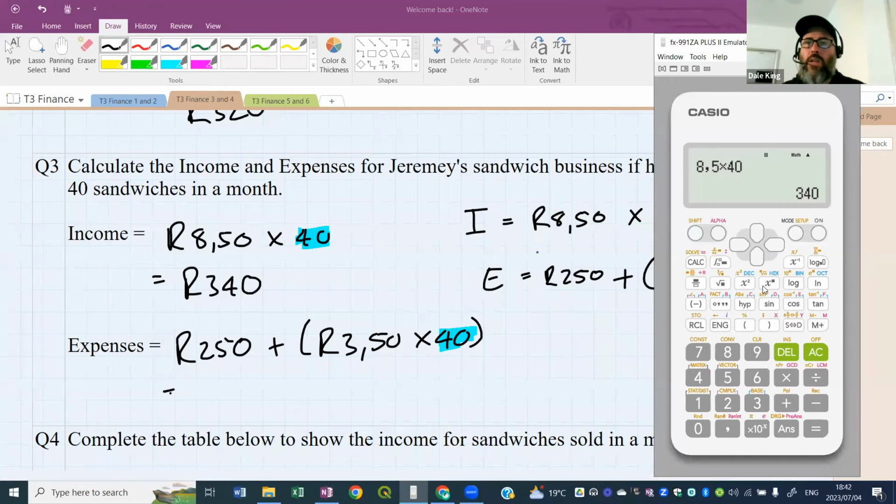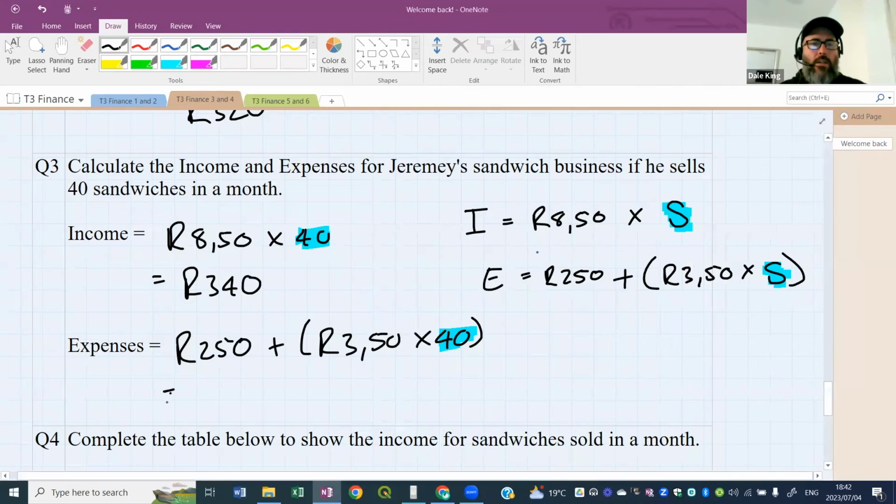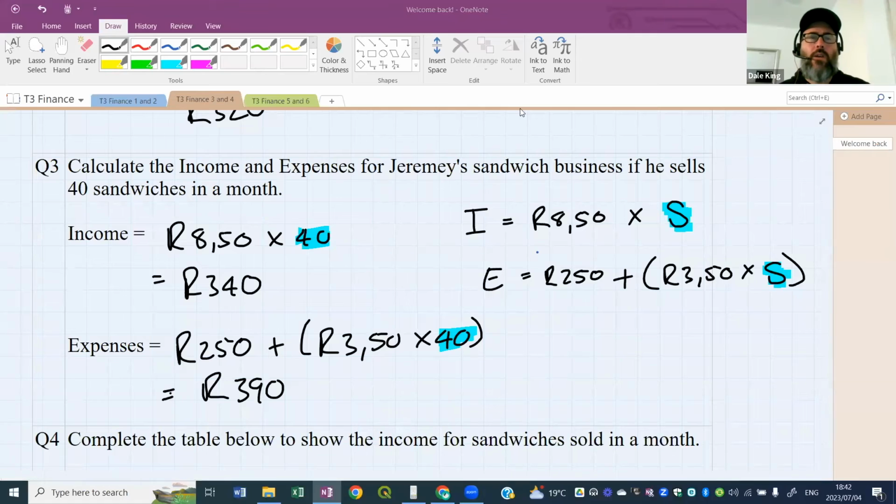All right, let's go down to the other equation. There it is, but that one's got 20 for expenses. I want 40. Done. 390. Okay, so we have 2 new answers for 40 sandwiches. All right, very good. Good job, good job, good job. Are you ready for the next one?